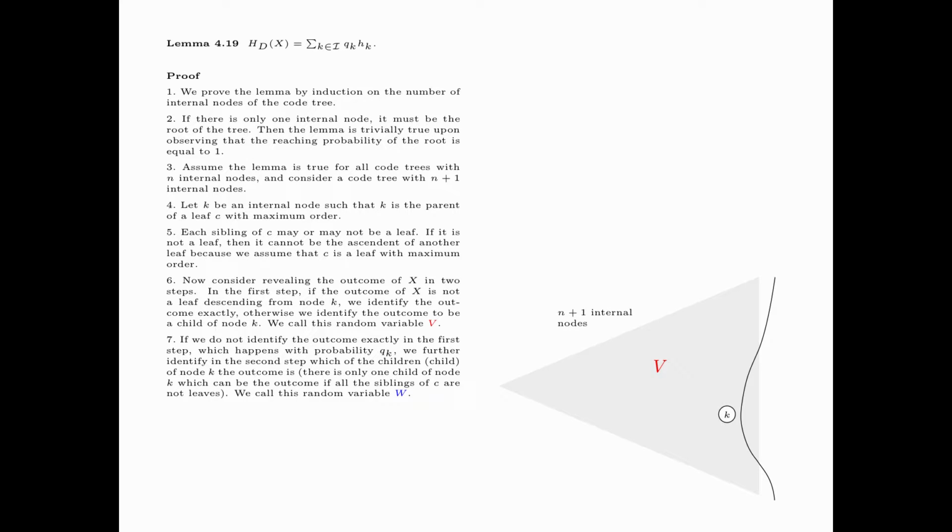If we do not identify the outcome exactly in the first step, which happens with probability Q_k, the reaching probability of node k, we further identify in the second step which of the children of node k the outcome is. We call this random variable W. If the second step is not necessary, we simply assume that W takes a constant value with probability 1. Then X is equal to the pair of random variables V and W.